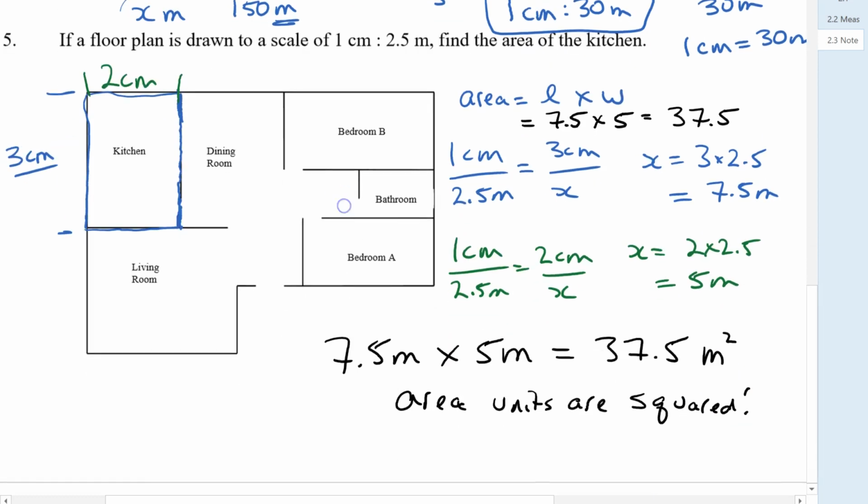And it kind of makes sense, because when you think about it, if you do a meter times a meter, that'd be a square meter. That's how you figure out area, like how many of those square meters would take up the kitchen. Okay, so that is your last question.